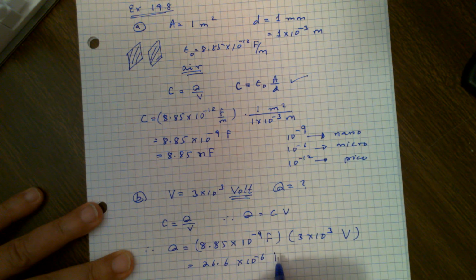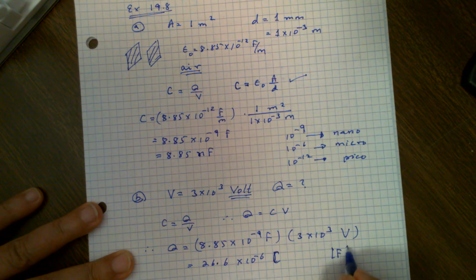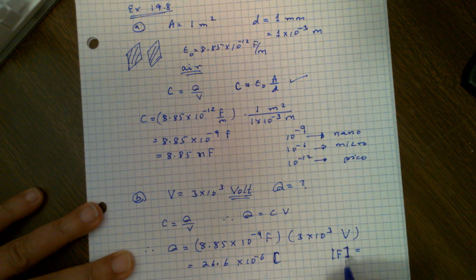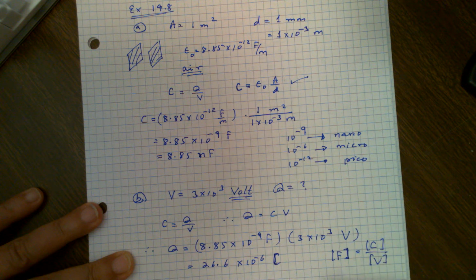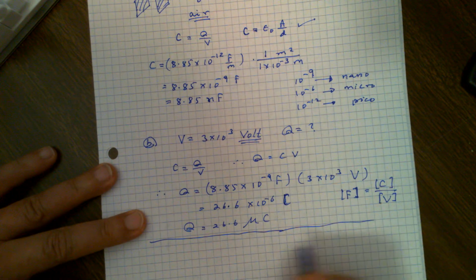Coulomb, because farad times volt. Farad is Coulomb per volt; I write units in square brackets so you'll know. So volt and volt cancel out, and I get Coulomb. And so that is 26.6 microcoulomb. That's your charge.